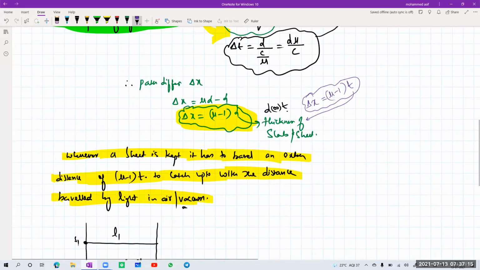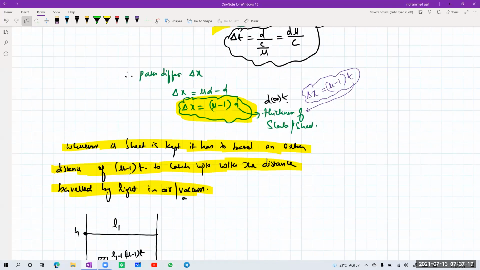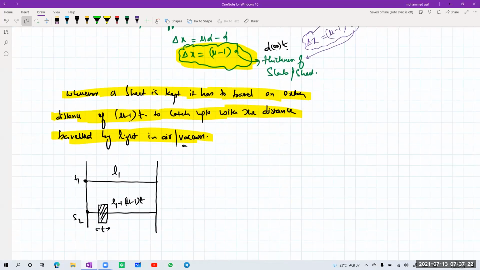So whenever a sheet is kept, it has to travel an extra distance of mu minus 1 into t to catch up with the distance traveled by the light in air or vacuum. So if the total distance is here, it will need to travel a distance of L1 plus mu minus 1 into t. Suppose the distance from S1 to O is L1. To travel from S1 to O through the sheet, it needs to travel that L1 plus an extra distance in the slab. So that is mu minus 1 into t. Is that clear for everyone? Yes, sir.